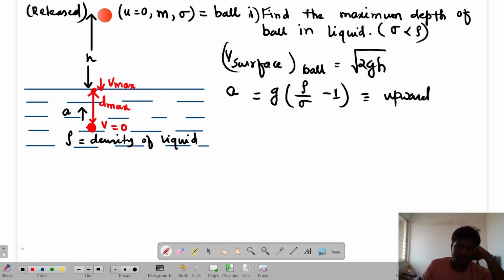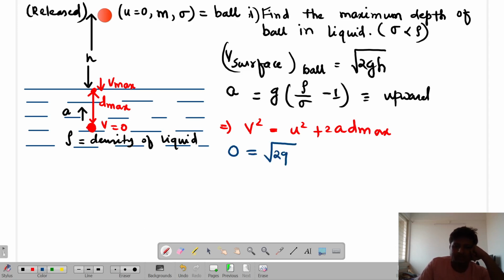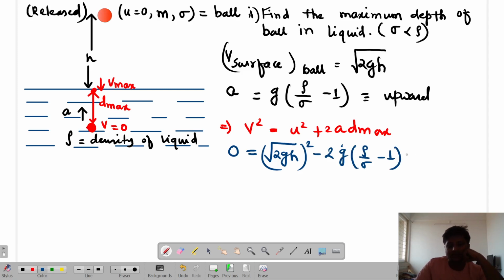Okay. So now I can apply v square is equal to u square plus twice a d max. Final velocity is 0. Initial velocity is root 2gh whole square, and that is minus 2 times acceleration, g into rho by sigma minus 1, into d max. Why is this acceleration negative? Because it is a retardation. Is that clear?